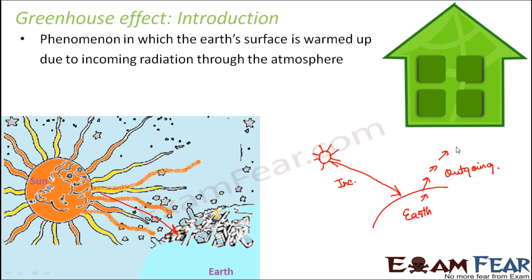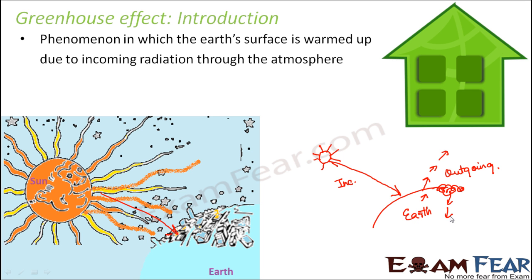Now what is happening is, there are certain gases which we call the greenhouse gases. These greenhouse gases are present somewhere here in the atmosphere, and they tend to absorb and re-emit the infrared radiation. That means these greenhouse gases do not allow all the outgoing radiation to actually go out. They absorb quite a bit of the infrared radiation and re-emit it back within the earth.